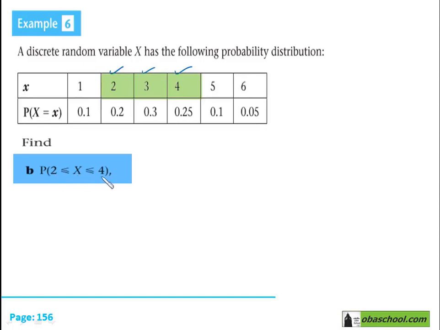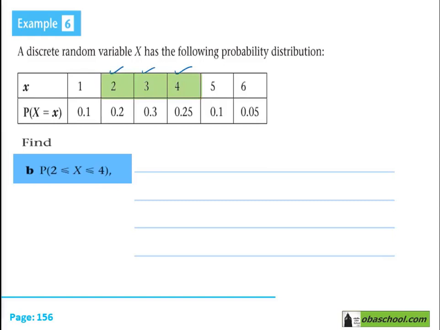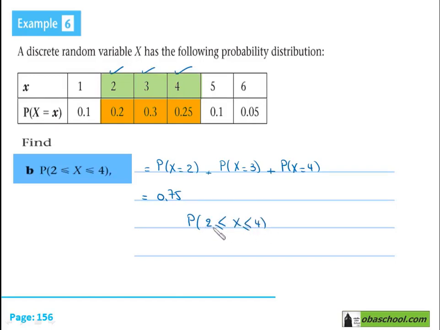Remember that when we have equality, we take this number and what is greater than it until we reach number 4. And we also take it and the numbers below it. The answer is probability when x is 2 plus probability when x is 3 plus probability when x is 4. The final answer is 0.75. So, the probability when x is bounded between 2 and 4 and it is inclusive equals to 0.75.